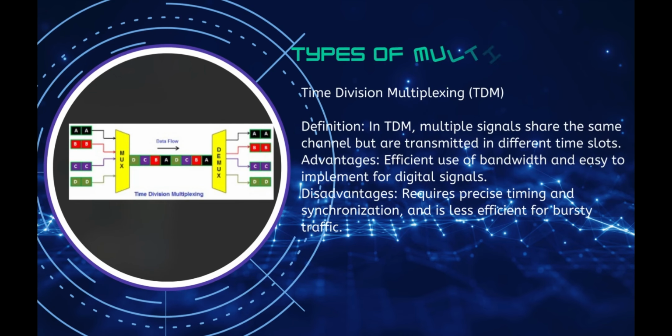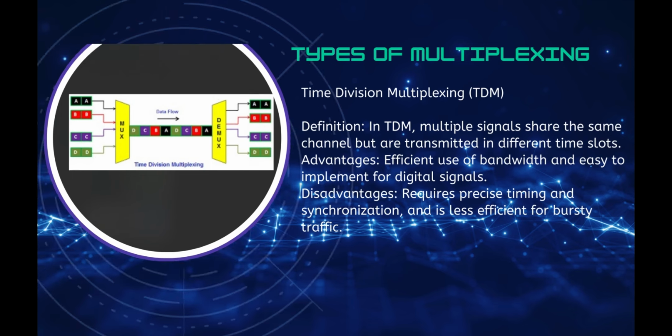Second is time division multiplexing (TDM). Definition: in TDM, multiple signals share the same channel but are transmitted in different time slots. Advantages: efficient use of bandwidth and easy to implement for digital signals. Disadvantages: requires precise timing and synchronization, and is less efficient for bursty traffic.